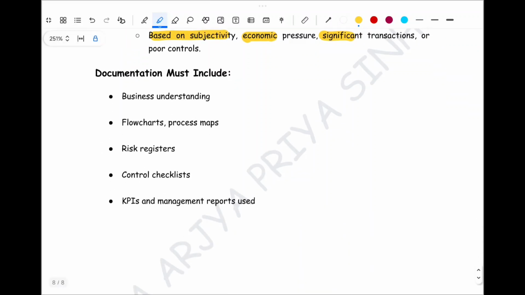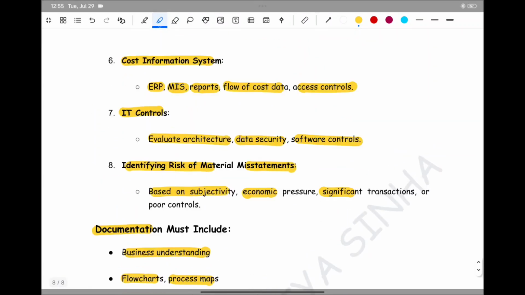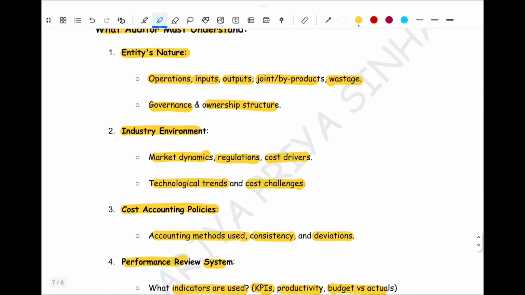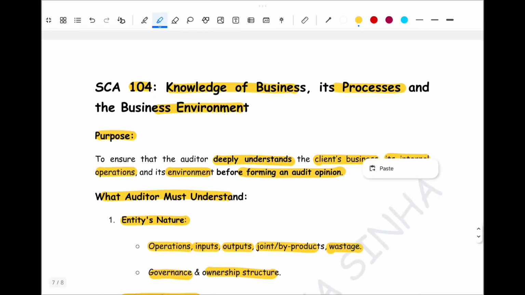Next is the documentation, which must include business understanding, flowchart, process map, risk register, control checklist, KPIs, and management reports that are used. So with this, we have completed the cost auditing standard 104, which deals with knowledge of business, its process and business environment. So we have completed all the cost auditing standards.